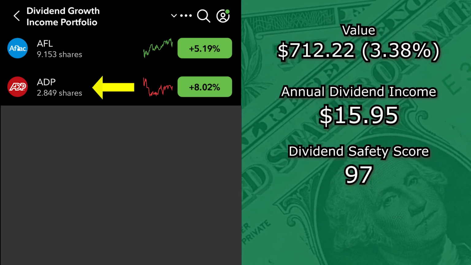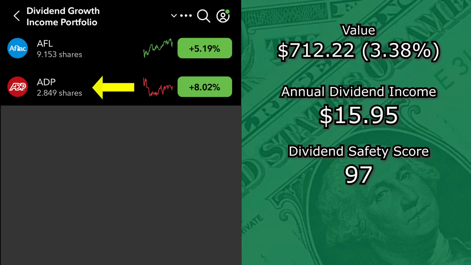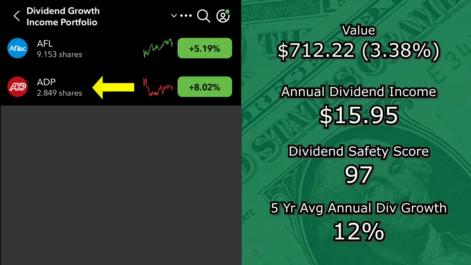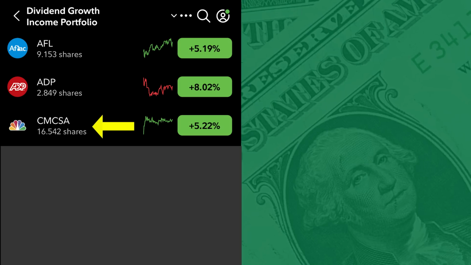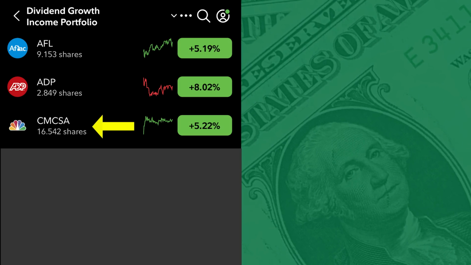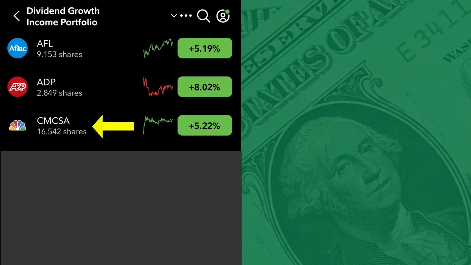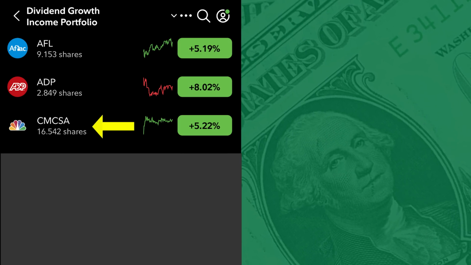ADP has a Simply Safe Dividend Safety Score of 97, 14% annual average dividend growth over the last 5 years, with its latest raise of 12% announced last November. The next position is the Comcast Corporation, ticker CMCSA. This is a media and broadcast company, the only company in the communications sector in the portfolio at present.